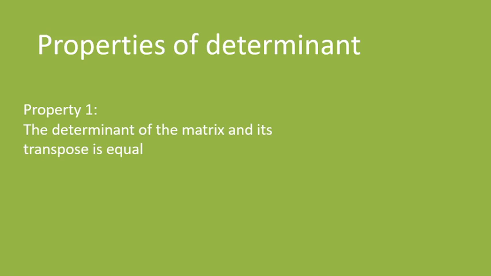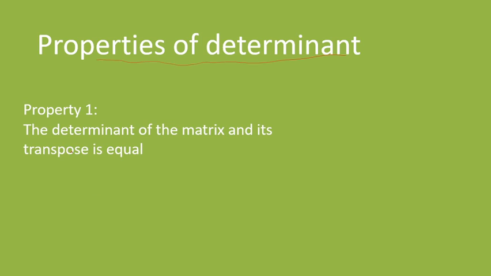So today our topic is properties of determinant. You can see the properties of determinant. Okay. So property number 1 says the determinant of a matrix and its transpose is equal.